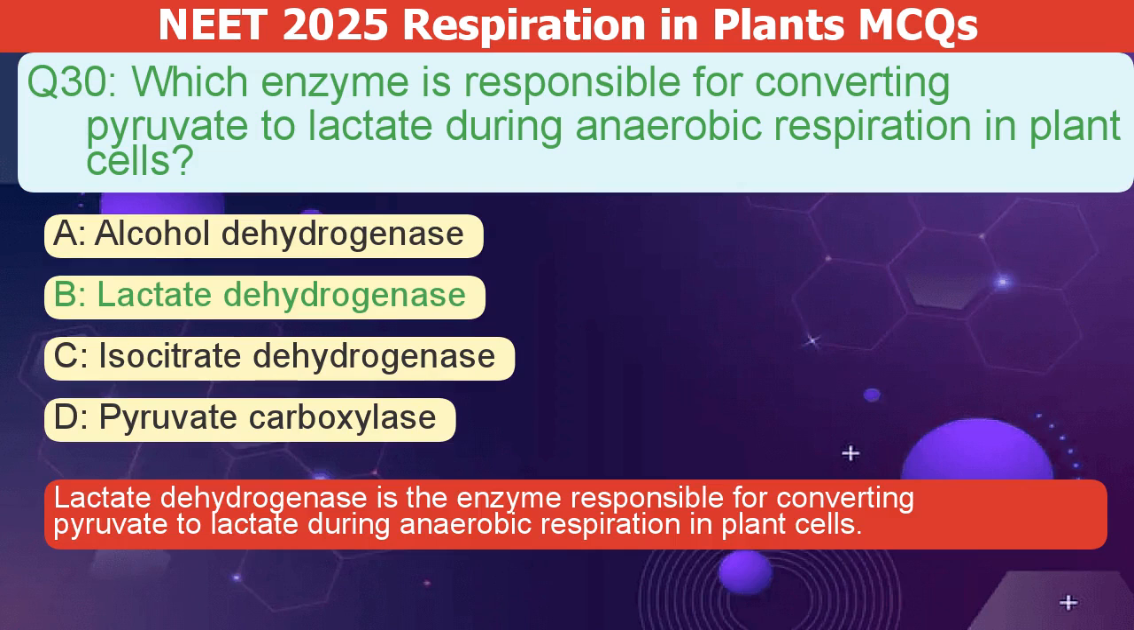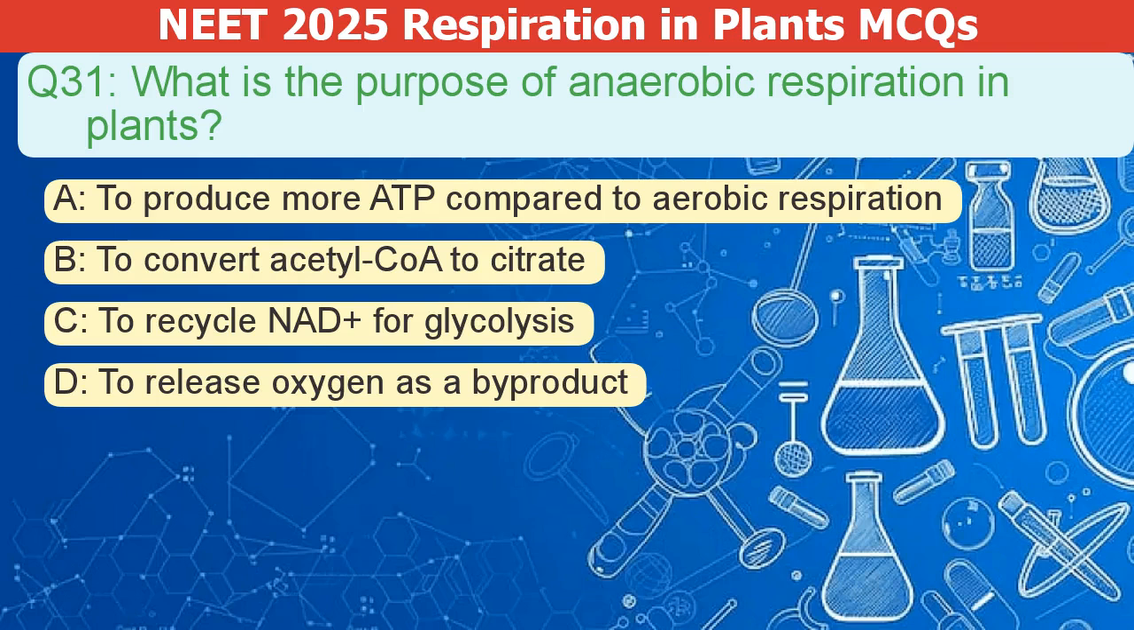The correct answer is B. Lactate dehydrogenase is the enzyme responsible for converting pyruvate to lactate during anaerobic respiration in plant cells. What is the purpose of anaerobic respiration in plants?